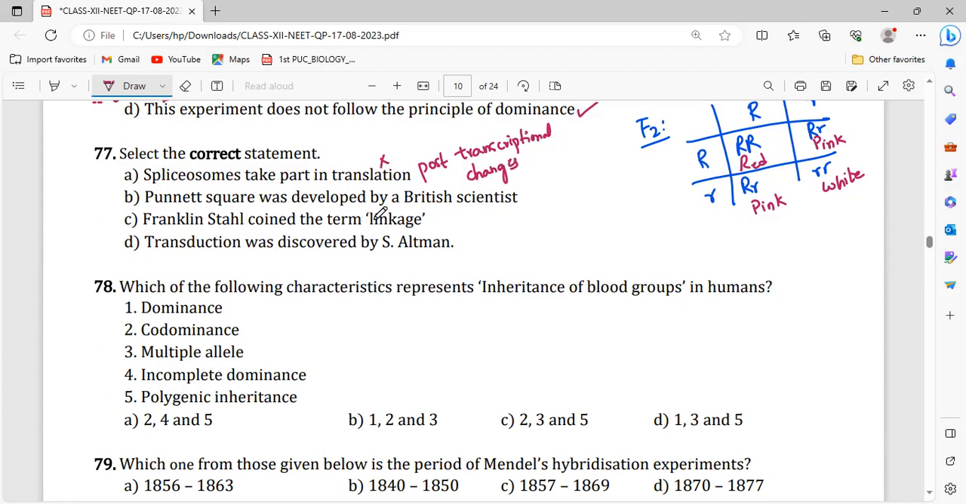Punnett square was developed by a British scientist. Yes, the name of the British scientist is Reginald Punnett. So the second statement is correct. Franklin Stahl coined the term linkage. Franklin Stahl did not coin the term linkage, and transduction was also not discovered by Altman. So answer is B.